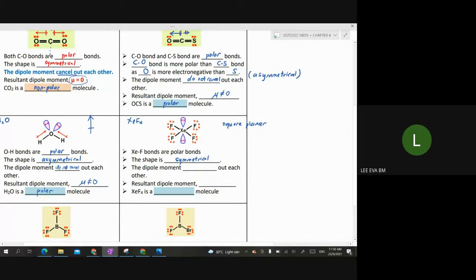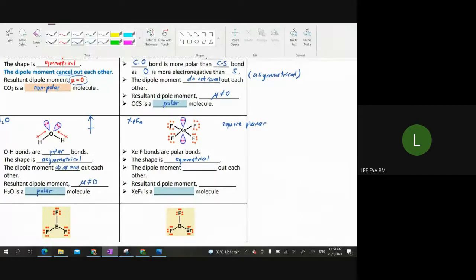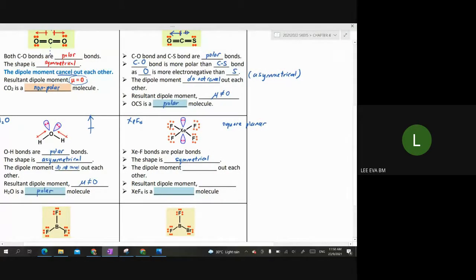Dipole moment macam mana nak lukis? Dekat sini tak show contoh kan? So awak kena lukis. So madam guna red color ya. Fluorine is more electronegative, so pointing towards fluorine, towards fluorine, towards fluorine. So awak ada 4 polar arrows.